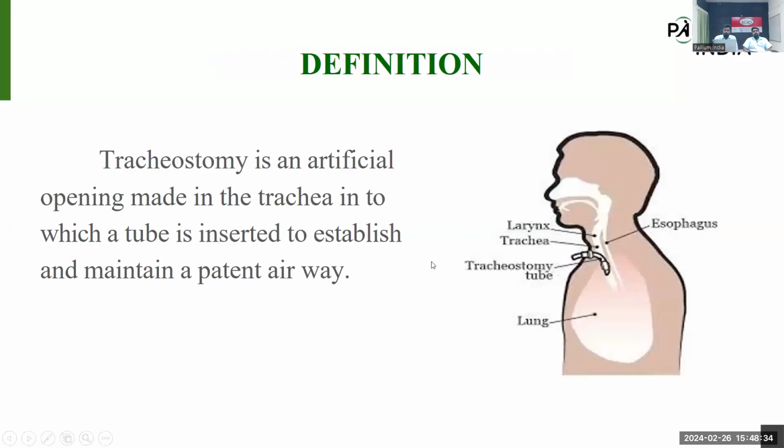So actually, tracheostomy is an artificial opening made in the tracheal region into which a tube is inserted. The tracheostomy tube is inserted to establish and maintain a patent airway. Normally, if the patient can't use the normal airway for inspiration and expiration, artificially we make an ostomy there and we place the tracheostomy tube.